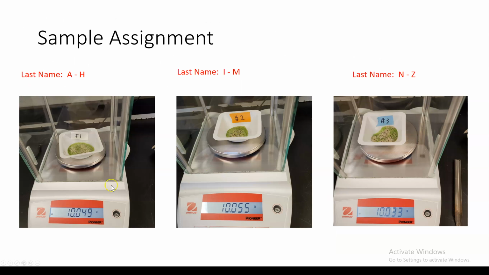So let's say next we take out a small sample. In this case, about 10.049 gram of mixture 1 and 10.055 gram of mixture 2 and this much of mixture 3. So this is the amount that we're starting out with. And now we will proceed and separate the iron, the sand, and the sugar from this mixture.